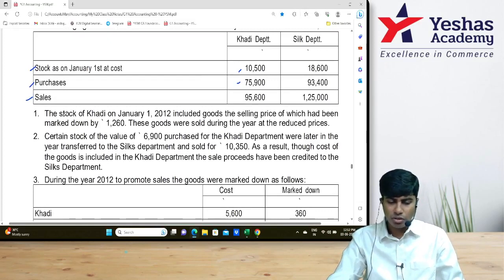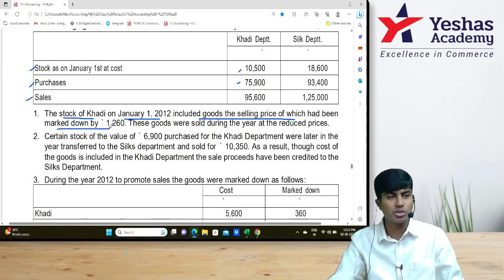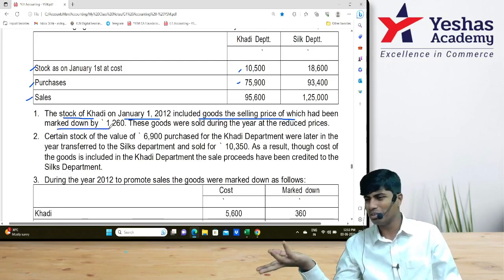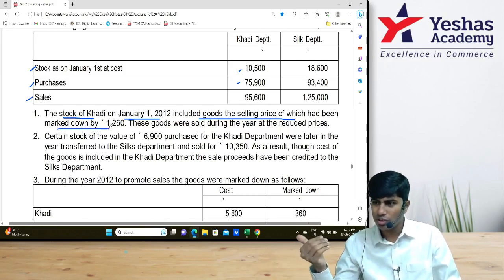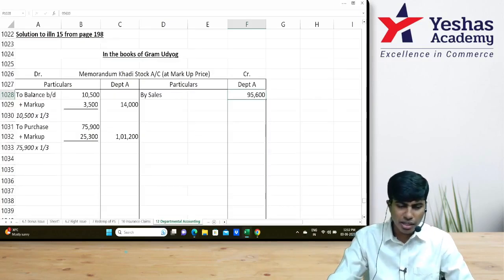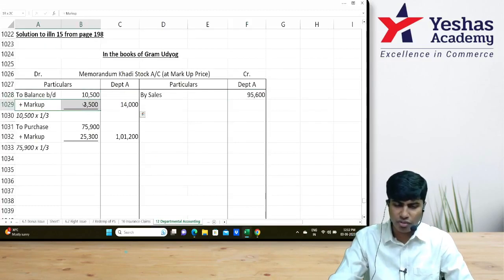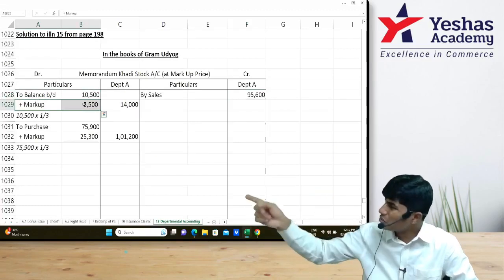Come to adjustment. The stock of khadi on January 1st, 2012 opening included goods at cost, at selling price of which had been marked down by 1,260. We are not scared of markdown. 1,260 we should bring it down. Am I right? Very simple. Here it is at 3,500. From this 3,500 I should reduce 1,260.